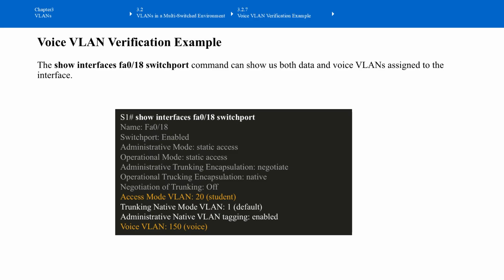And the access mode VLAN is 20, it belongs to VLAN 20. Trunking native mode VLAN is 1 by default. Administrative native VLAN tagging is enabled. Voice VLAN is 150 voice.